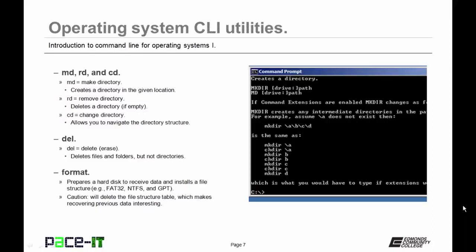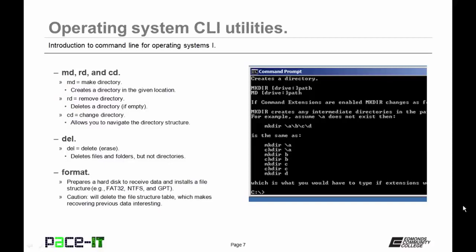MD stands for Make Directory, and it can create a directory in a given location. RD stands for Remove Directory. It deletes a directory if the directory is empty, which means it has no files or folders in it. CD is how you can change directories. It's the navigational command. Now let's move on to Del. Del stands for Delete. That erases things. Del can delete files and folders, but not directories.